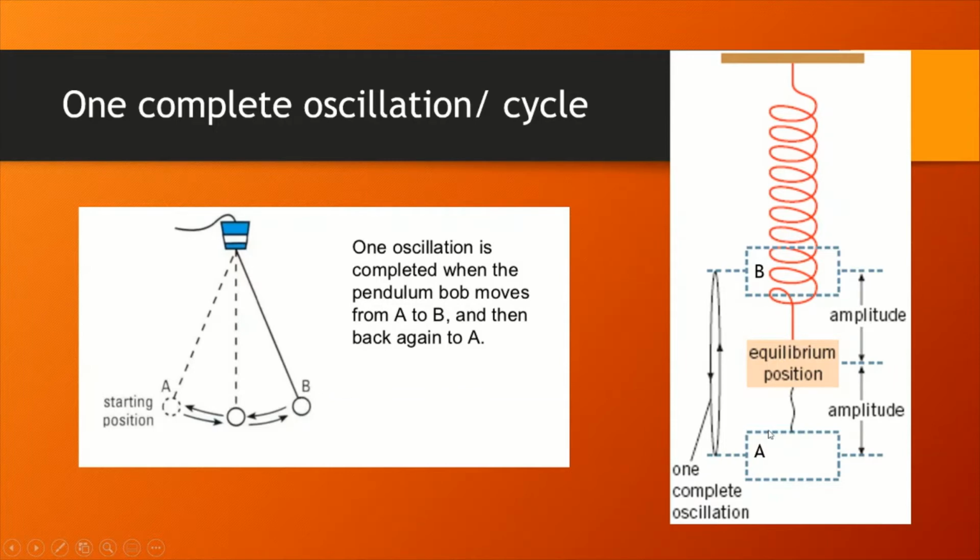For a mass on a spring, it is the same thing. From the equilibrium position, if I pull it and stretch it to A, and then I let go, the mass will oscillate to B and then come back to A. So from A, it goes to B and then comes back to A. This is called one complete oscillation. Take note, it is not from A to B. From A back to A is called one complete oscillation. Same thing as a pendulum. From A back to A is one complete oscillation.